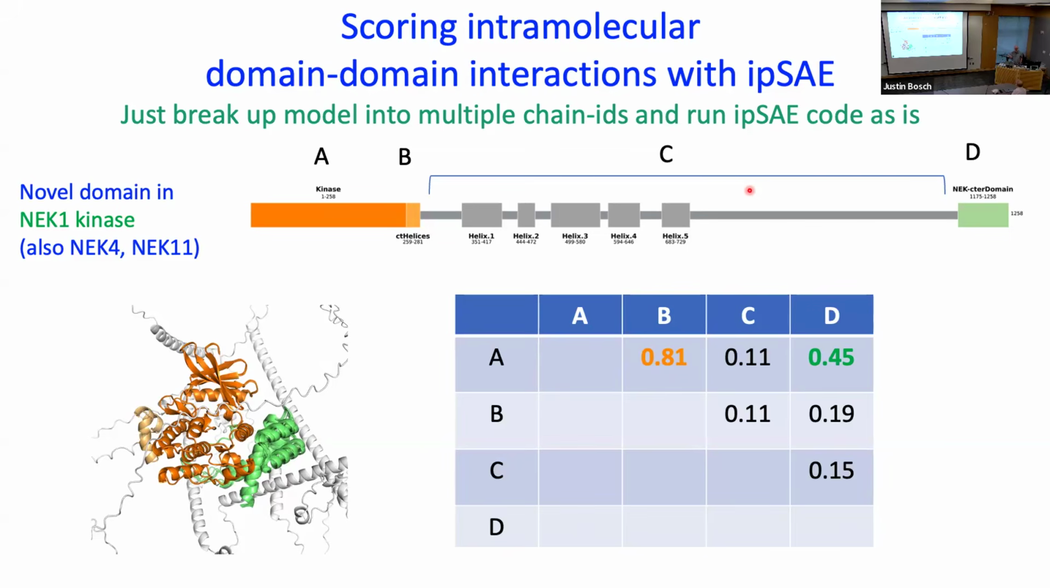I don't know that any of the other programs have done this. It's not hard to do, but they could do it. But anyway, this little helical domain is binding to the kinase domain, I think in a way that makes the kinase domain inactive, and the score is 0.45. And as I showed you, generally the true ones are above 0.2, and certainly above 0.4, they're usually pretty good scores. So this is an intramolecular ipSAE to do domain-domain interactions inside of a single protein.